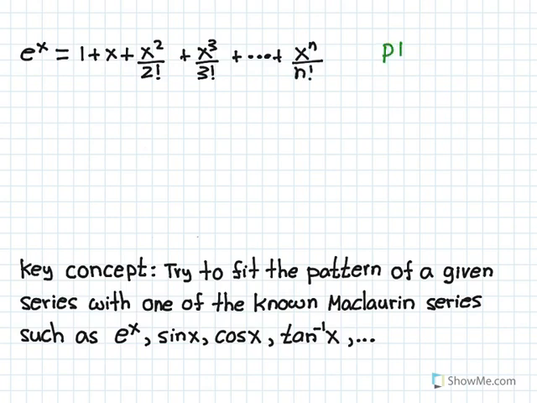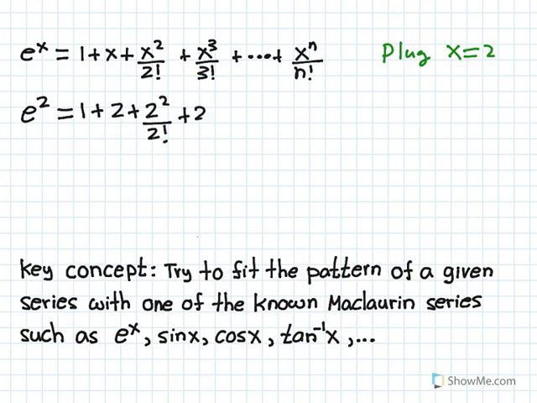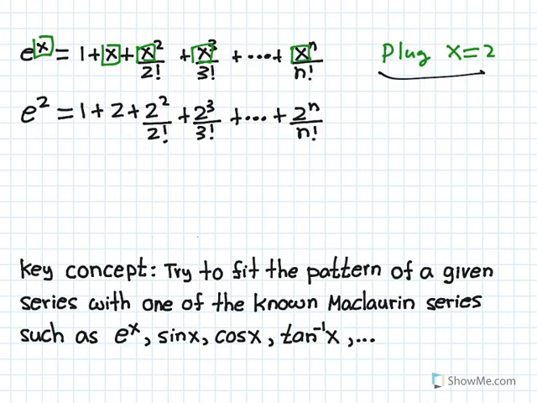Now plug in x equals 2. Plugging in x equals 2, we get e to the power of 2 is equal to 1 plus 2 plus 2 squared divided by 2 factorial plus 2 cubed divided by 3 factorial and so on. And the general term is 2 to the power of n divided by n factorial. So this is key. When you plug in x equals 2, anywhere you see an x, you should plug in x equals 2. So plug it here, plug it here, plug it here, and into the general term.